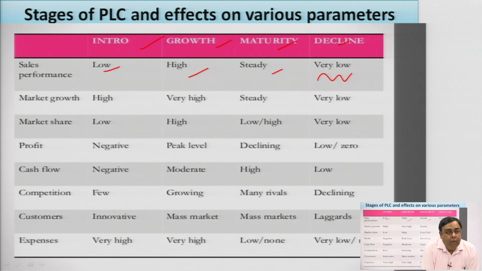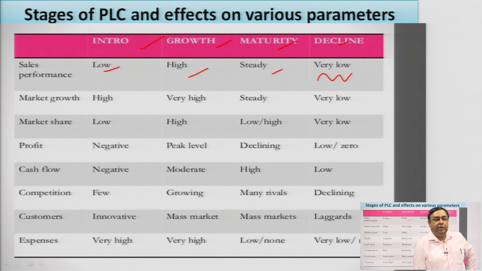Next, we are coming to the profitability. Profitability remains negative in phase number 1, that is the introductory phase. Whatever profit you have to generate, I have told you that you have to go for the growth phase, where the maximum profitability takes place. Again, gradually it starts decreasing in the maturity stage, followed by the stage of decline.